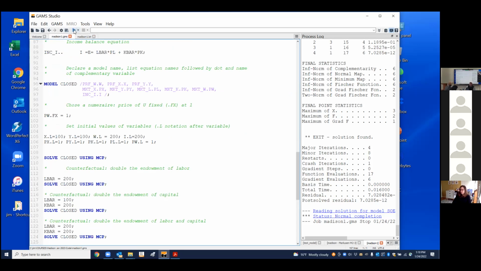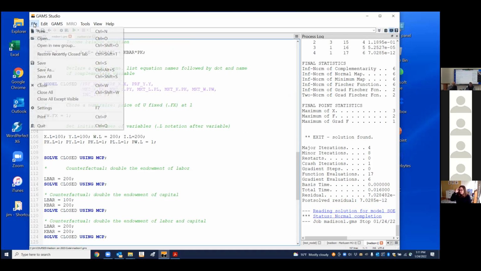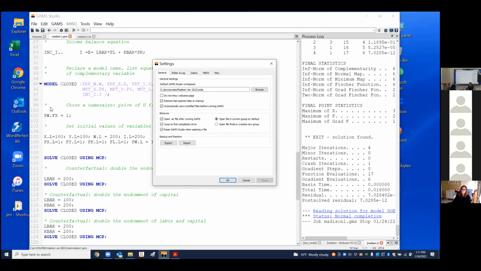Okay, so open a new group. And then if you run the model, did you get what I said about opening the list file automatically? Because you were looking at licenses. Let me just do it quickly again. You click on File, click on Settings, and there's a box right here that says open .lst file after running GAMS. So click that box.